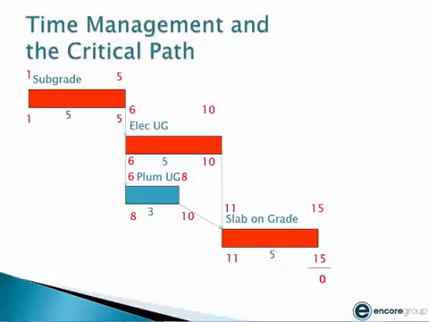The computer then will take these numbers and take the difference between either the start or finish. The slab on grade, the difference in the finish is 0, or 0 float. The electrician, the difference in the finish is 0 float. The plumber, the difference between 8 and 10 is 2 days of float, and the subgrade has 0 days of float. This is important to understand. This will help you prioritize. This will help you identify at the end of the day what activities are impacting your project, what activities are not impacting the end date of your project.